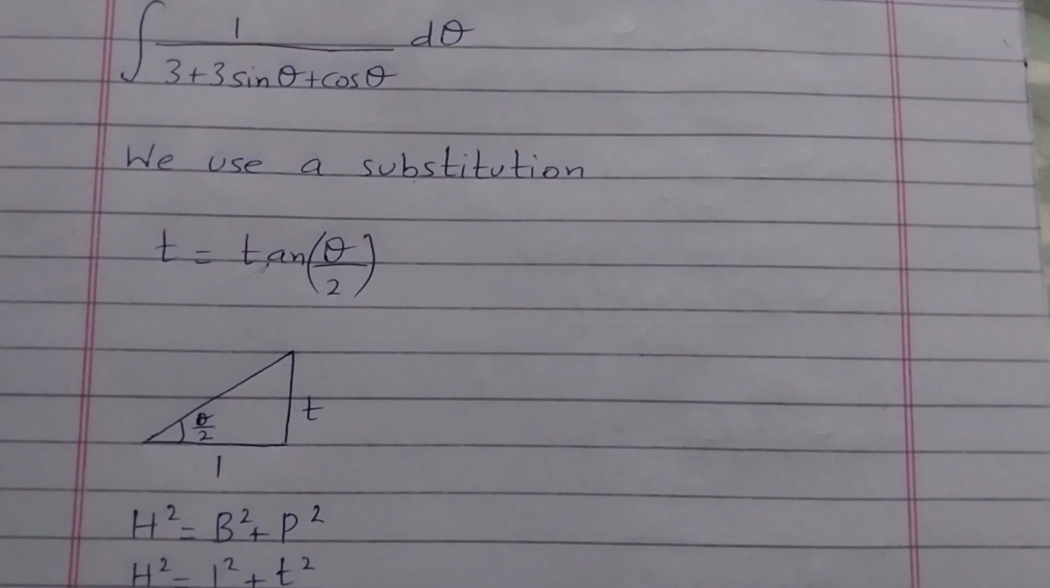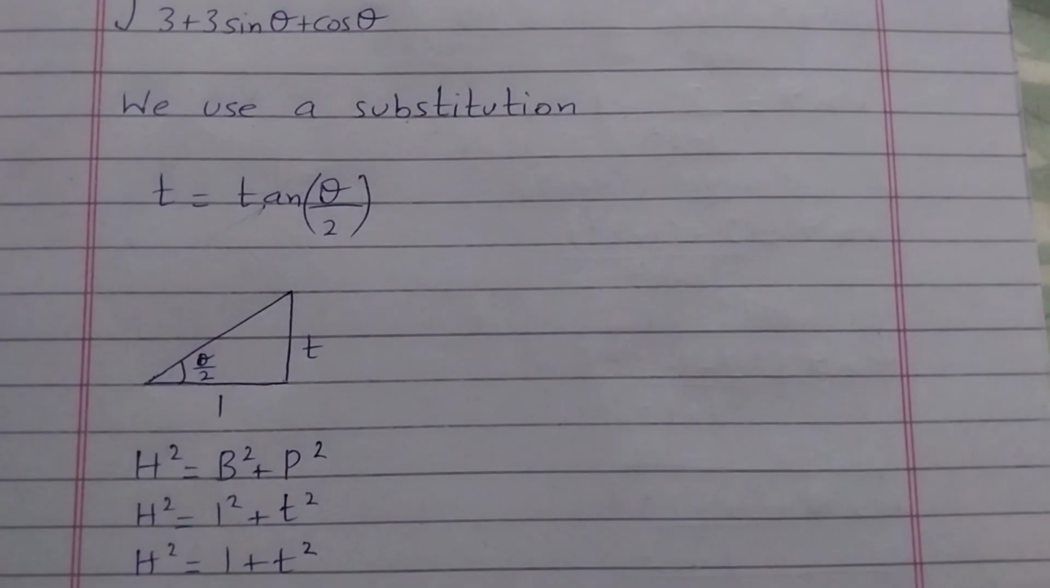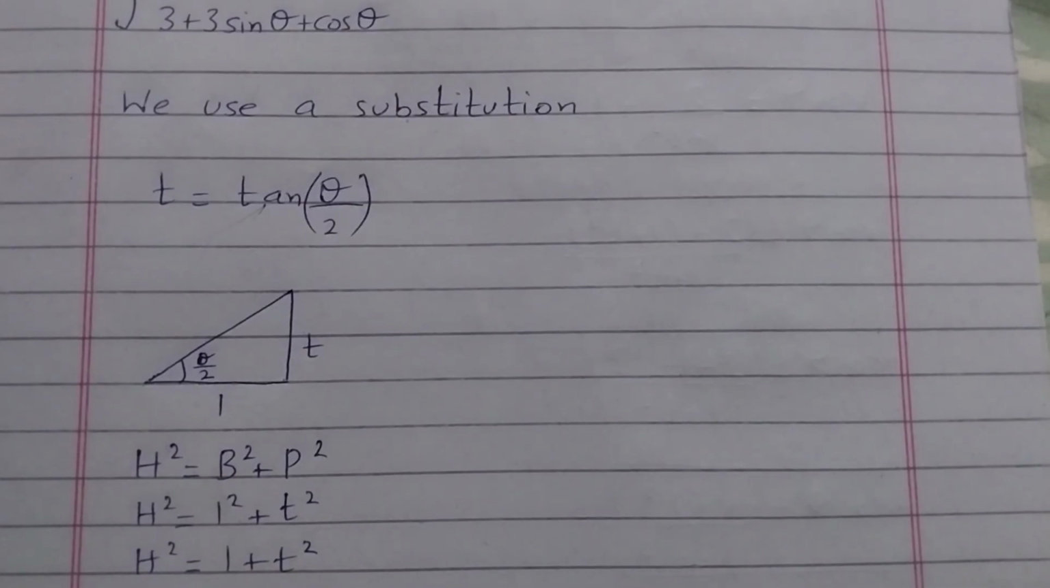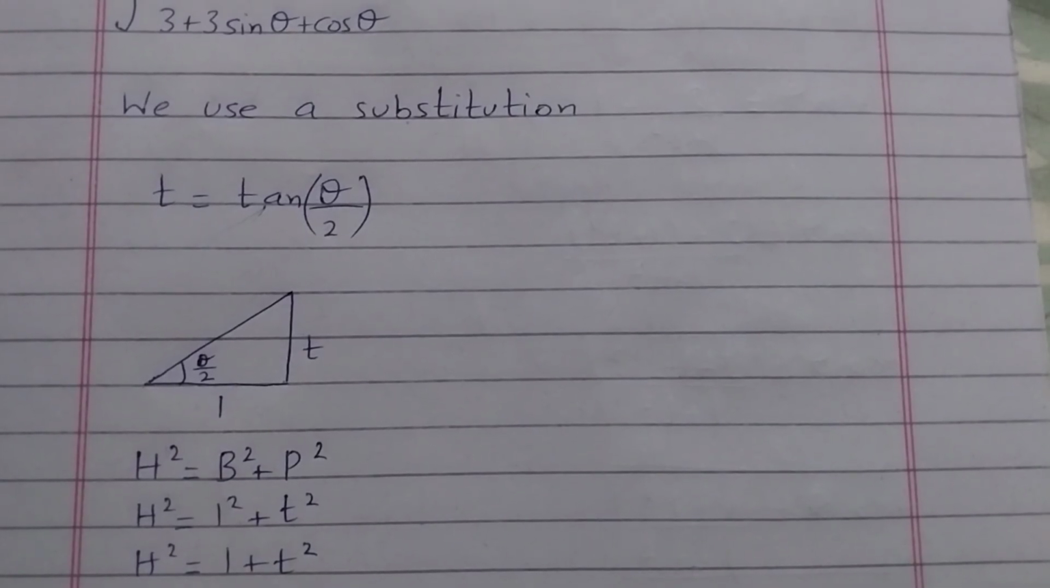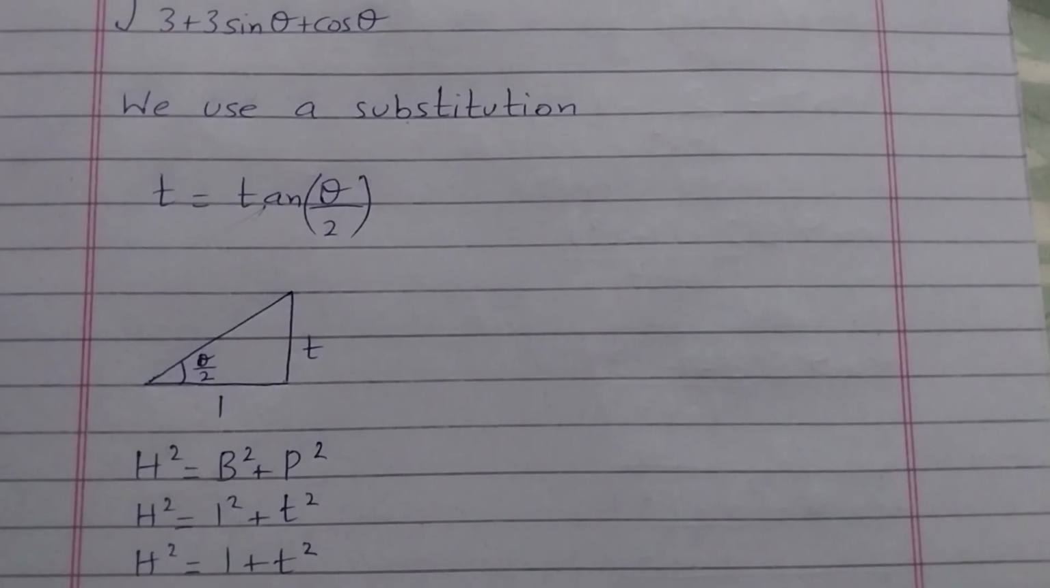So here's a right angle triangle, and it has an acute angle theta by 2. And as we are saying tan theta by 2 is equal to t, so tan of anything is basically perpendicular over base. So in this case, perpendicular will be t and base will be 1.